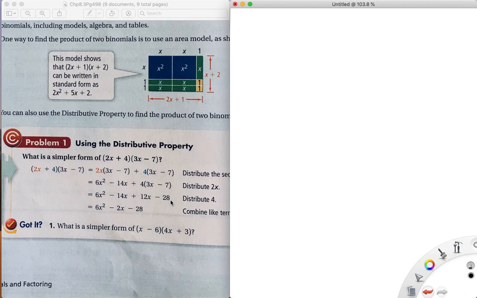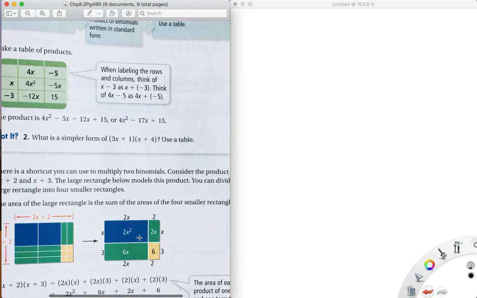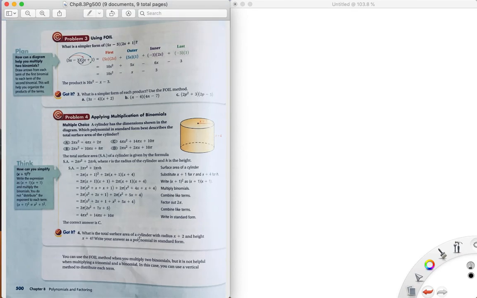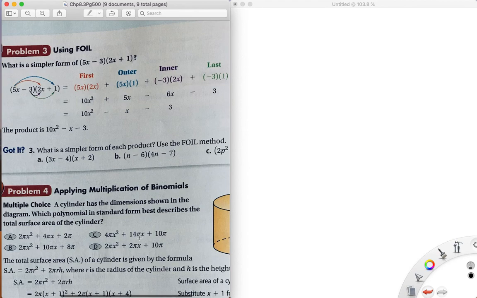Now, that's one way of doing it. The book also suggests the box or the table method. I'm not a big fan. And then there's the other, more common way, which is using FOIL. FOIL stands for first, outer, inner, and last. So the example that the book gives here is 5x minus 3 times 2x plus 1.